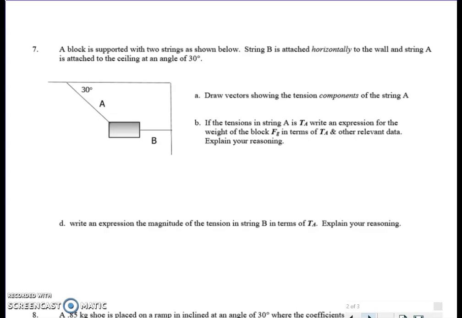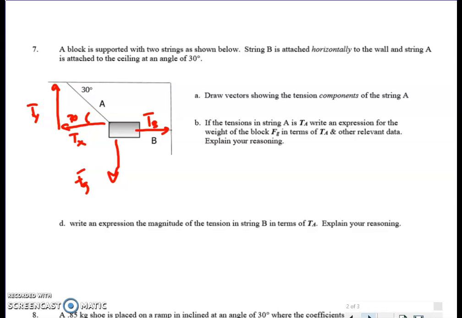This one, you got a TA, or here's an X, and here is a Y, so you draw those components. This is also 30 degrees. Now we want, and then you're told that B is pulling that way. There is no vertical to B, and then of course there is FG. Some of you had normal force. There's no normal force. It's not sitting on the ground.